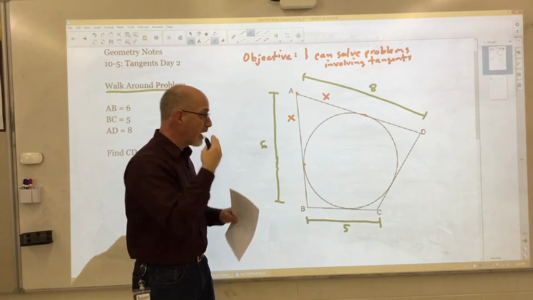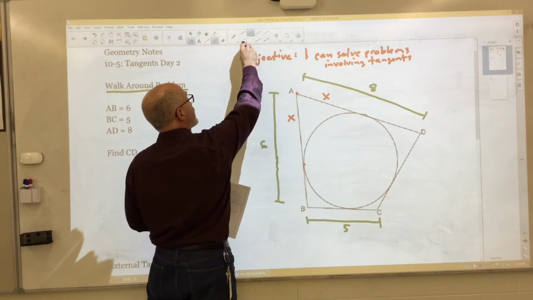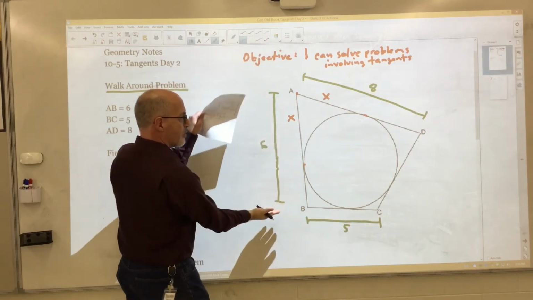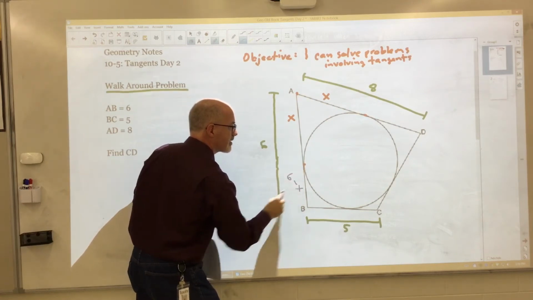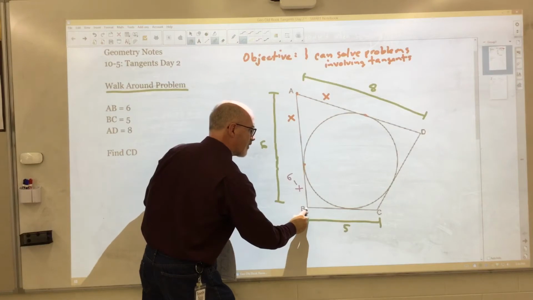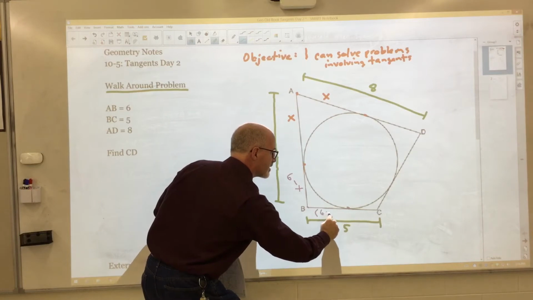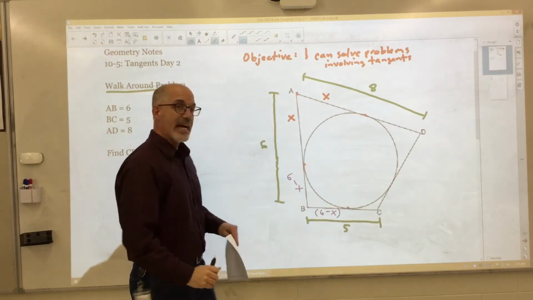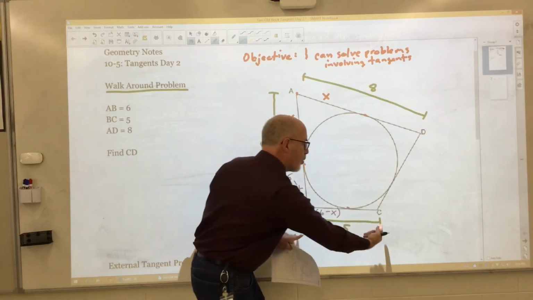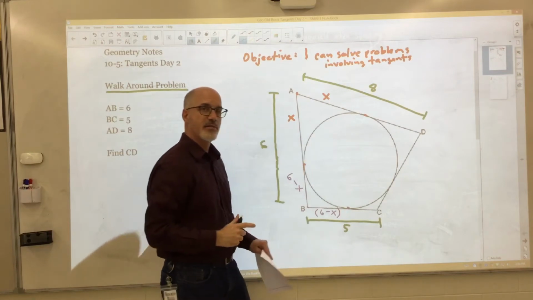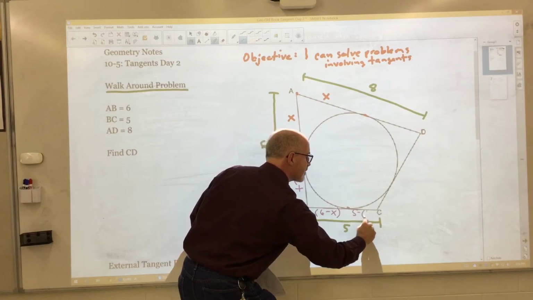Now let's walk around both ways around this quadrilateral. Let's start with going this way. If this whole side is 6 and this is X, that would make this 6 minus X. That would make this side from point B to this point here also 6 minus X. Now what we'll do is we'll extend and say, how about from that point to C? Well, if this whole length is 5 and this smaller piece is 6 minus X, that would make this 5 minus (6 minus X).